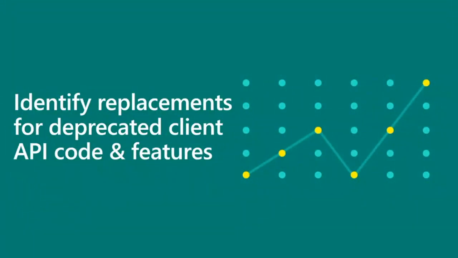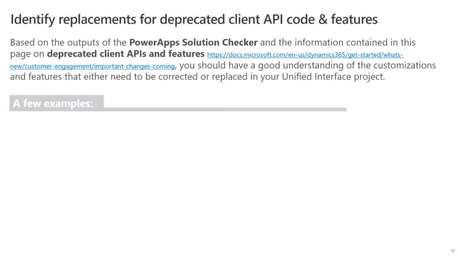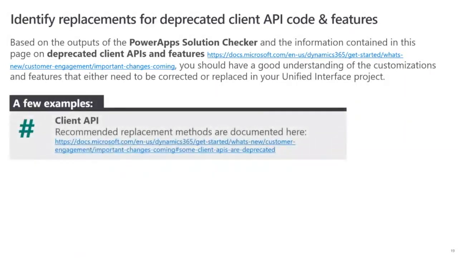Now, identifying replacements for deprecated client API code and features. To do that, you should have some inputs coming from the Power Apps Solution Checker, and also from the information contained in this page on deprecated client API and features, which is on Microsoft Docs. You should already have a good understanding of the customizations and features that either need to be corrected or replaced in your unified interface project.